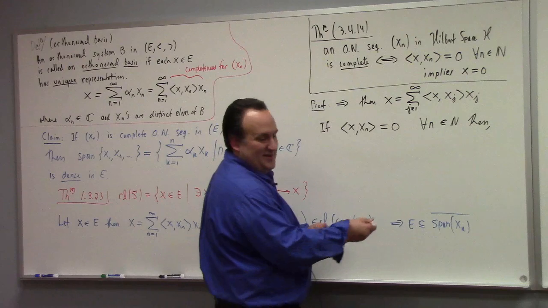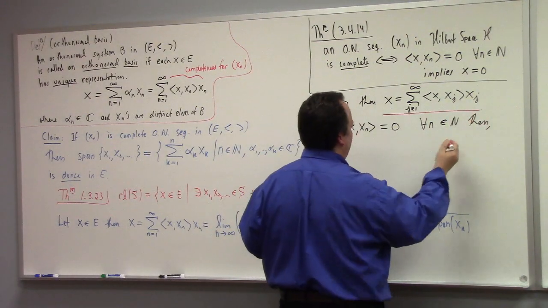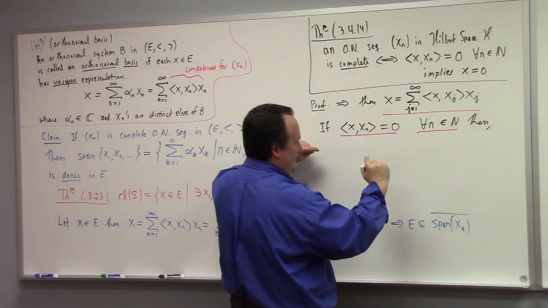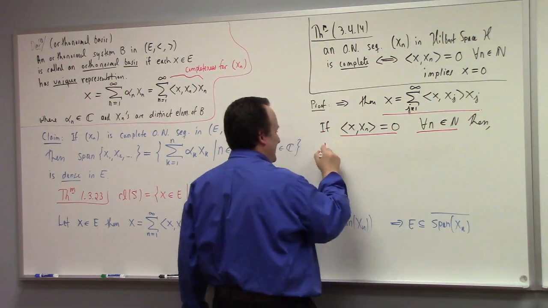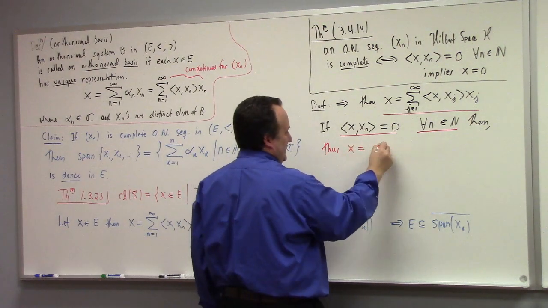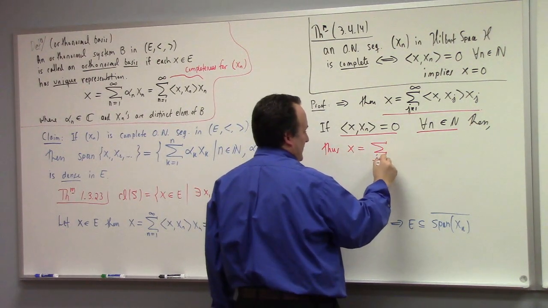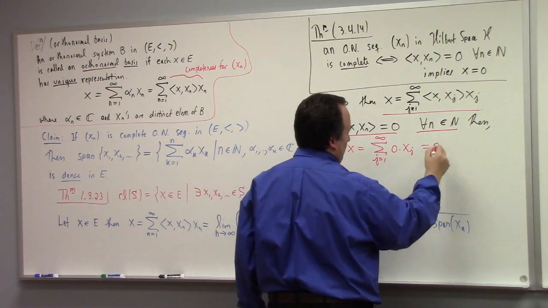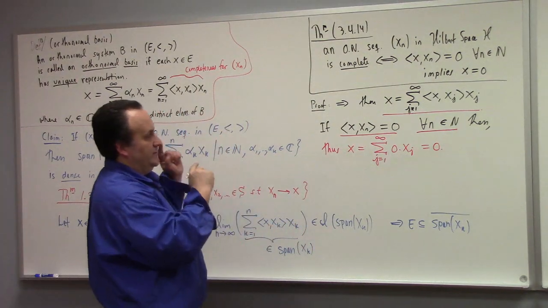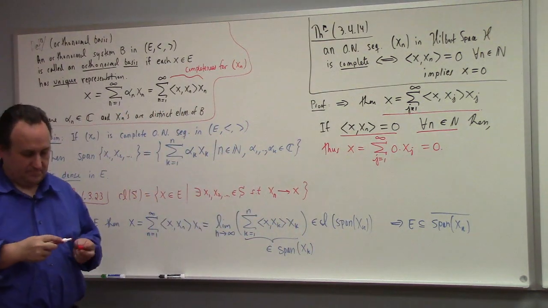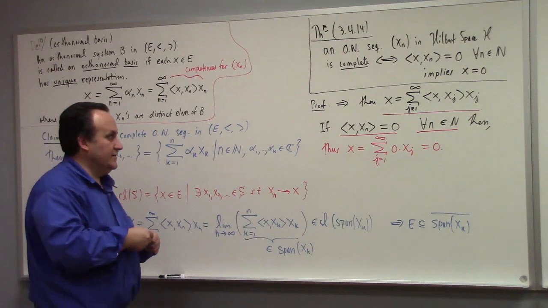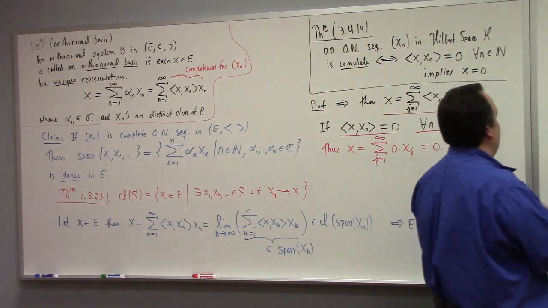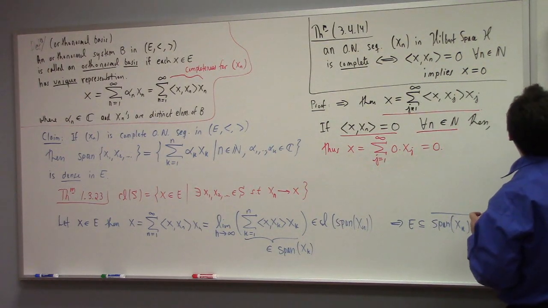So we have this, and we're assuming this for all n, so thus x is equal to the sum j equals 1 to infinity of 0 times xj, which is 0. All right, great. So there's the forward implication. That wasn't hard. Surely the reverse implication is going to cause me some heartburn or something, right? Let's see here. The other direction.